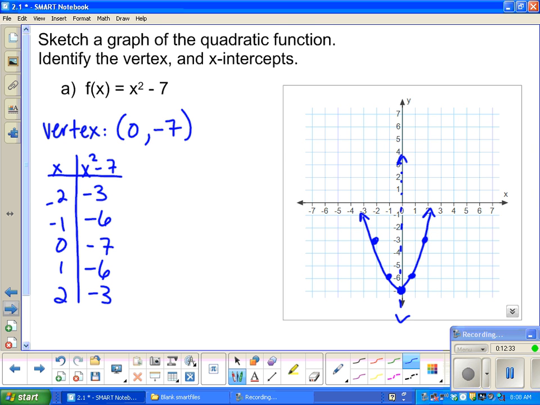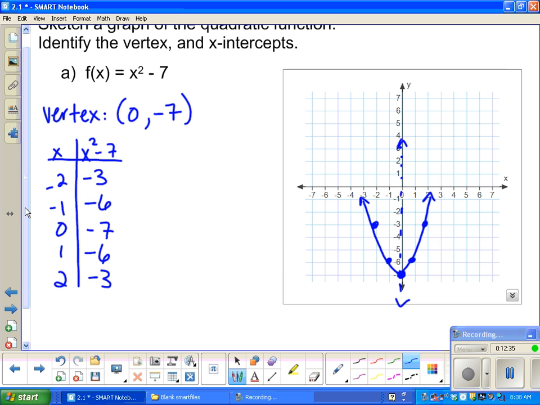Okay, so let's talk about domain and range. We've checked off the vertex, we sketched it. The domain of this graph will be all real numbers. My range will be y greater than or equal to my lowest y point, negative 7.